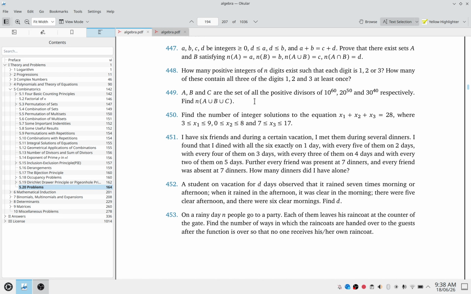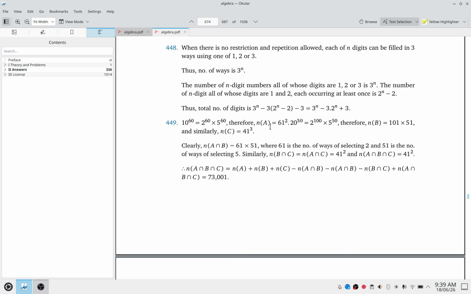Okay, so there were typing issues and I have not yet fixed them, so that we can correct it. So question 449, as you remember, I won't read this again. This is question 449. Now the problem was that there is a typing mistake here. n(B) is missing.